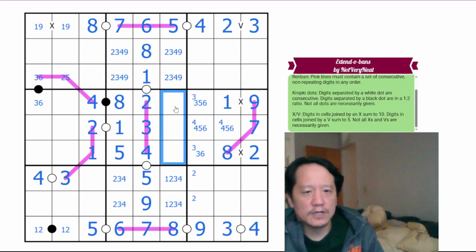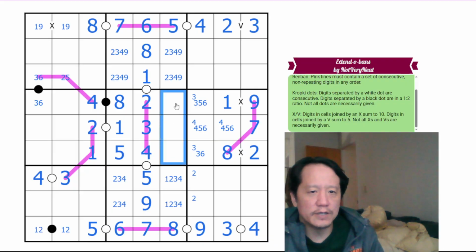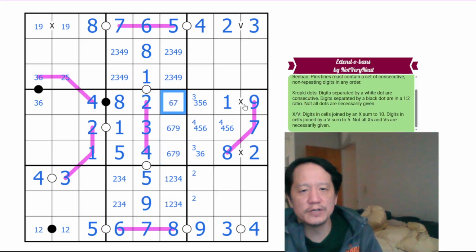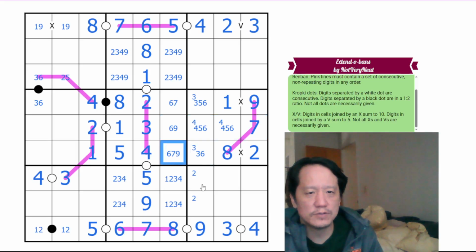Remaining digits in this central box are 6, 7, 9. This can't be 9 because of 9 in the row. No, 7 because of 7 in the row. And this also eliminates 9 from being here.